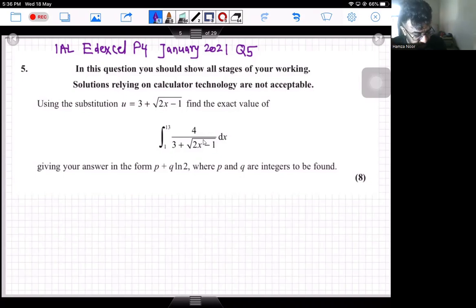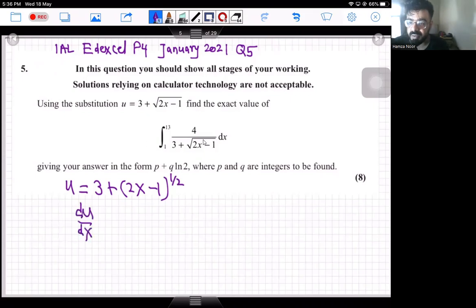So first of all, we are given that the substitution is u equals 3 plus (2x minus 1) all raised to the power half. So first of all, we are going to differentiate this. We are going to find the derivative of u with respect to x, so du over dx, so that we can make dx the subject of the equation, and substitute something in place of dx so that it can be converted into du. So we need to differentiate the substitution first.